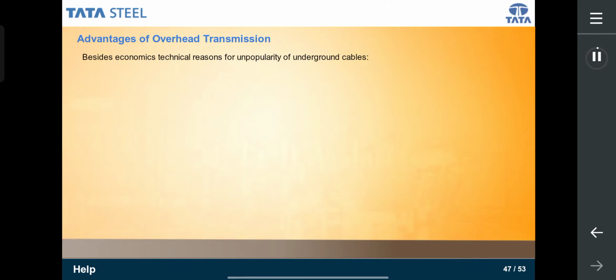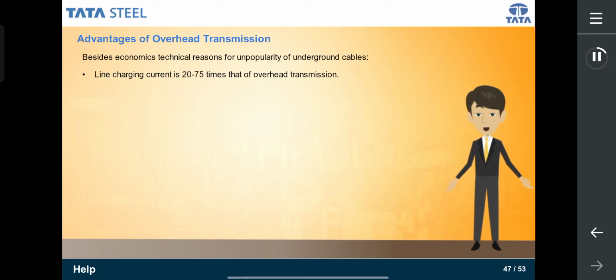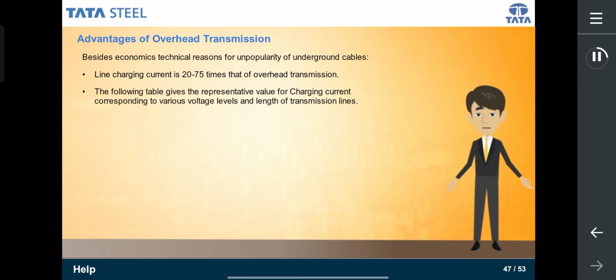Besides economics, there are some technical reasons for unpopularity of underground cables. Line charging current is 20 to 75 times that of overhead transmission. The following table gives the representative value for charging current corresponding to various voltage levels and length of transmission lines.